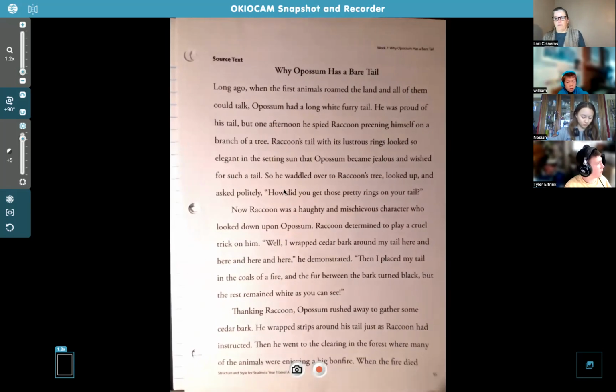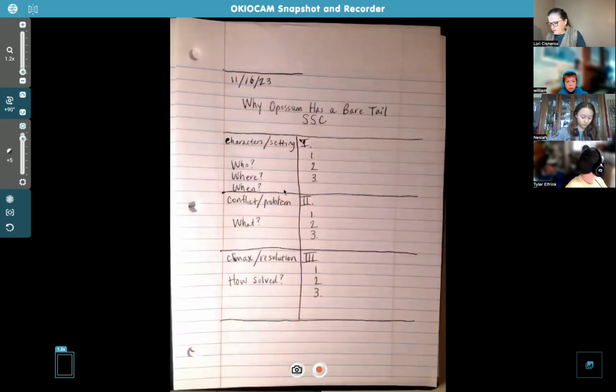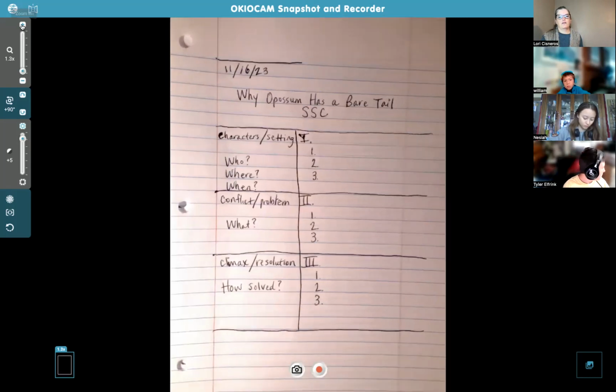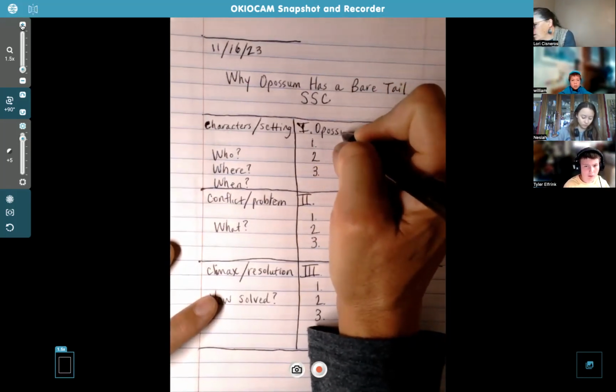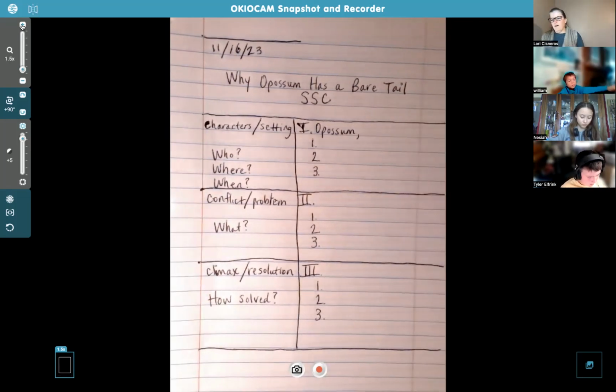All right, so back to the story sequence chart. We're starting with characters. So William, who was the main character at the beginning of the story? And you can look back at that first paragraph to refresh your memory. Who came in first? Opossum. Yes. So we're going to talk about him first. And William, in the beginning, before all this stuff happened to him, what was his personality like, would you say?